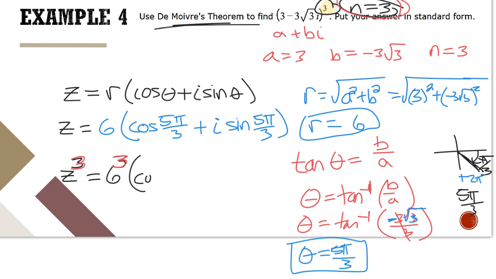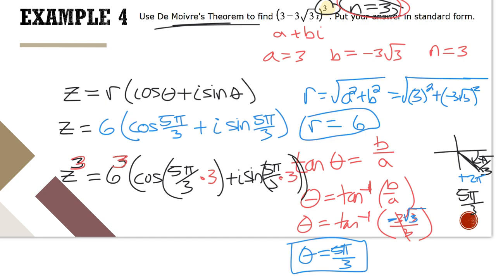We're going to do that cosine of 5 pi over 3, but we're going to be multiplying it by n, which was our 3, and then plus i times the sine of 5 pi over 3, but again, we're going to be multiplying it by that 3, and close those brackets. So that 3, or n, in that theorem will go inside of the theta, so it'll be n theta for both of those.